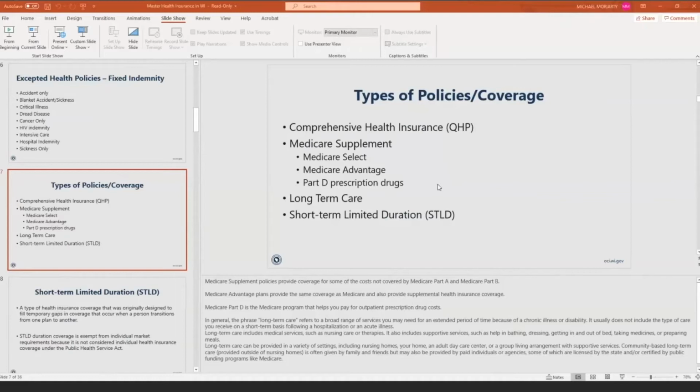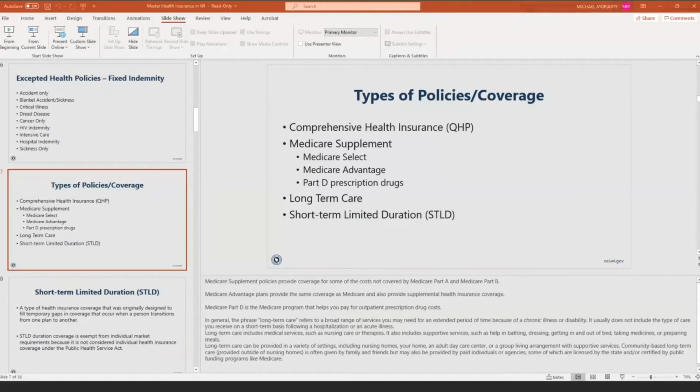So moving on here, the next slide is types of policies and coverage. You can see the list there that we're going to discuss: comprehensive health insurance, qualified health plan, Medicare supplement, Medicare Select, Medicare Advantage, Part D prescription drugs, long-term care, and then short-term limited duration plans. Medicare supplement policies provide coverage for some of the costs not covered by Medicare A and Medicare Part B. With regard to Medicare Advantage plans, they provide the same coverage as Medicare, but they also provide supplemental health insurance coverage as well. Medicare Part D is the Medicare program that helps you pay for outpatient prescription drug costs.